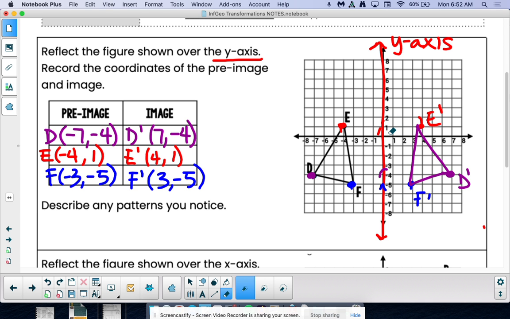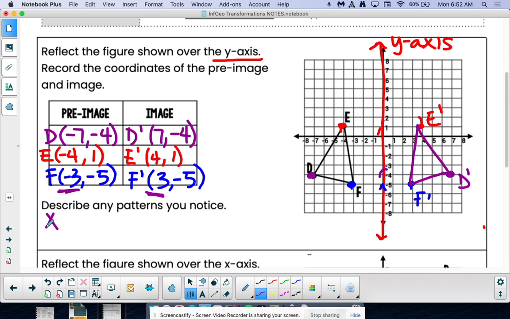Do they look like mirror images? Yeah, they should, right? So now it wants us to look. Do we see any patterns? So if we look at our ordered pairs, you guys, do we see any patterns? And it's sometimes tough, right? If we just look at our x value, like our x coordinates, the first number, what happened? You just focus in on the first number. I'm hoping you notice that they all just became the opposite. They became the negative version of themselves.